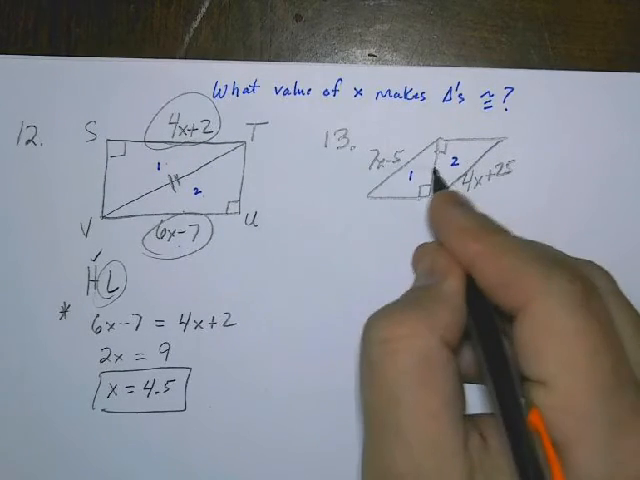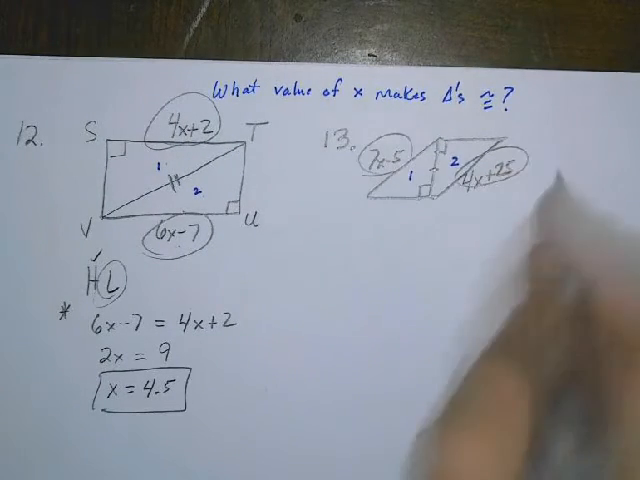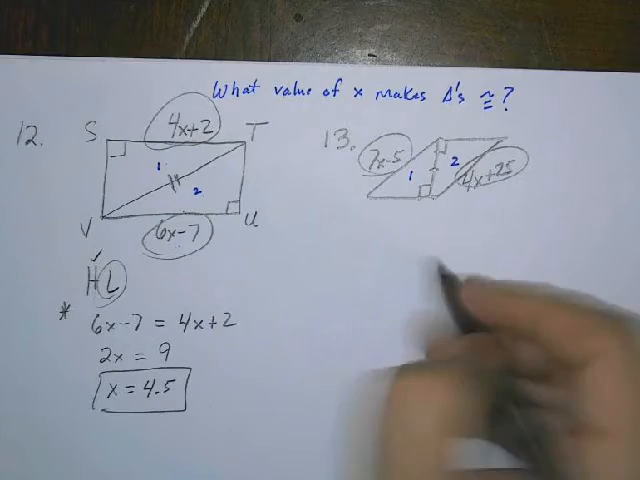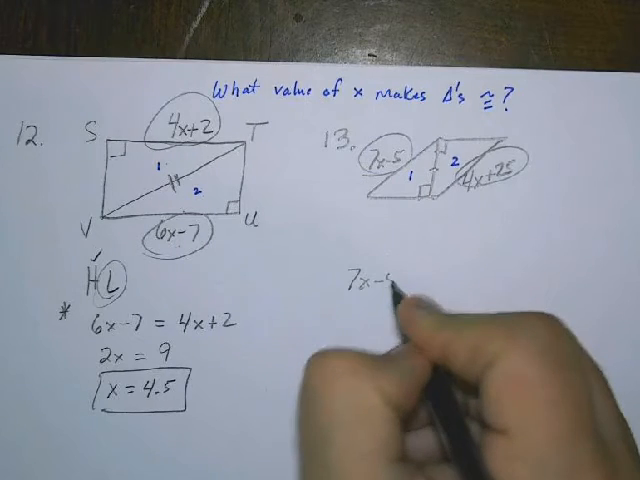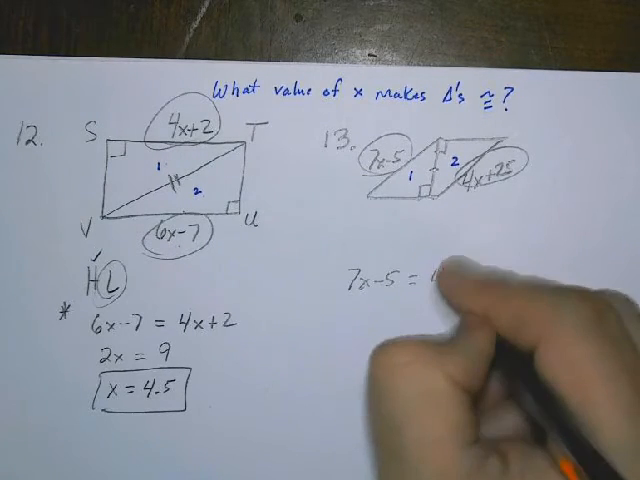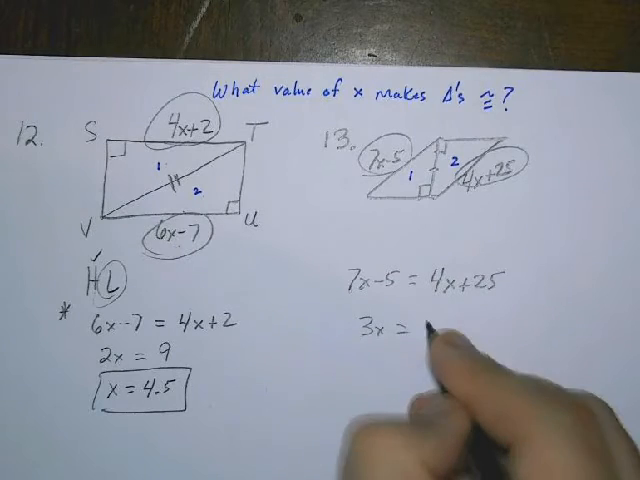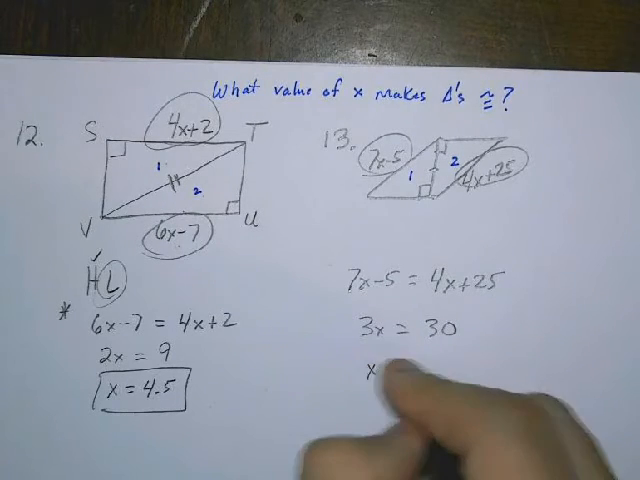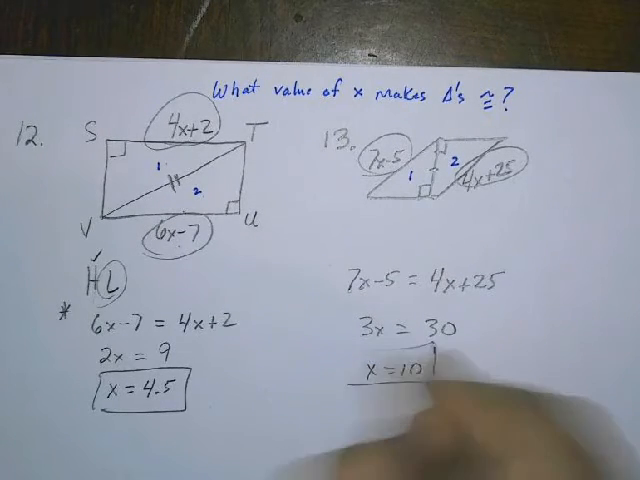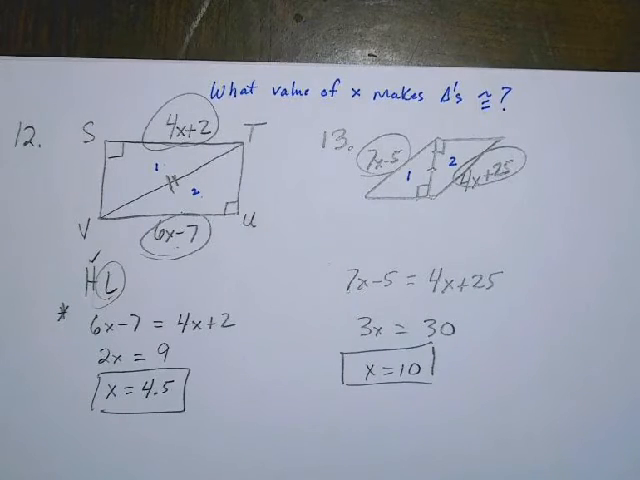Same idea here. Here the legs are congruent, so now we have to set the hypotenuses equal to each other. 7x minus 5 is equal to 4x plus 25. And so we have 3x is equal to 30, and x is equal to 10. Those are the solutions for 12 and 13.